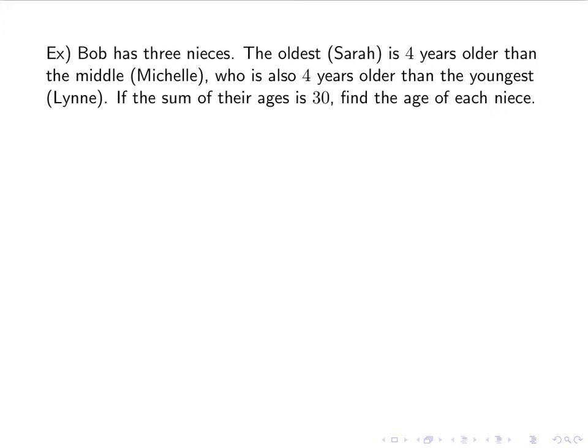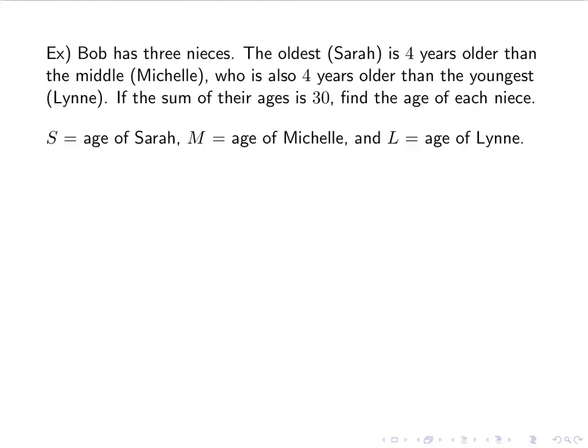So again, the first thing I'm going to do is choose my variables and label them. So S equals the age of Sarah, M equals the age of Michelle, and L equals the age of Lynne. Do not do something like S equals Sarah. Sarah is not the unknown. Her age is the unknown.